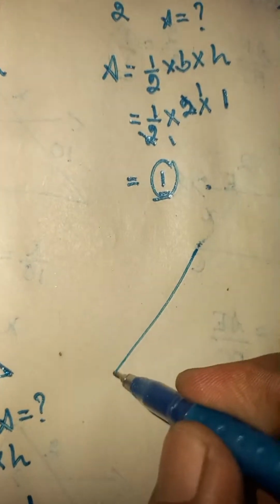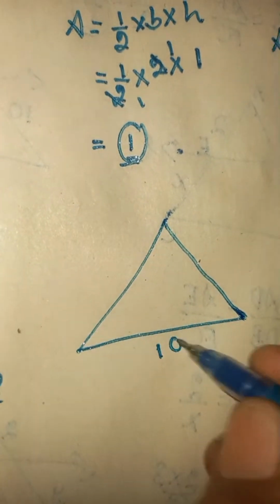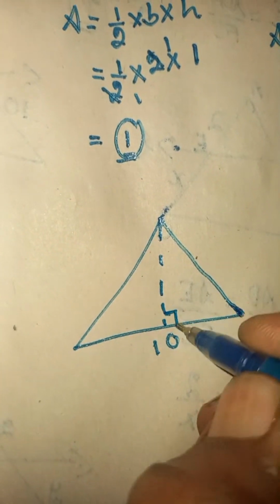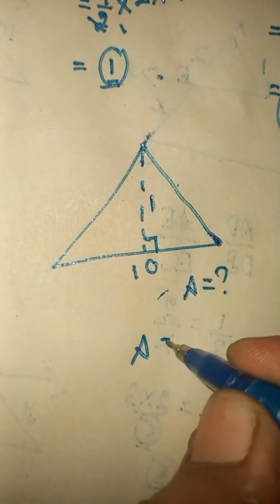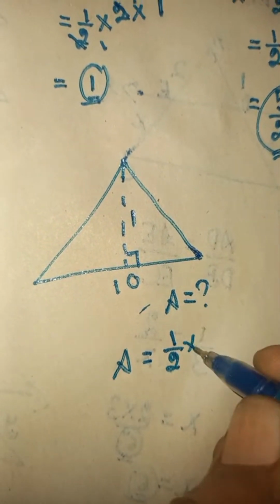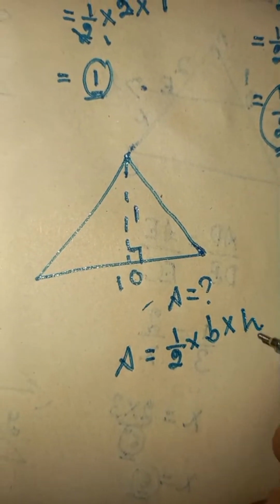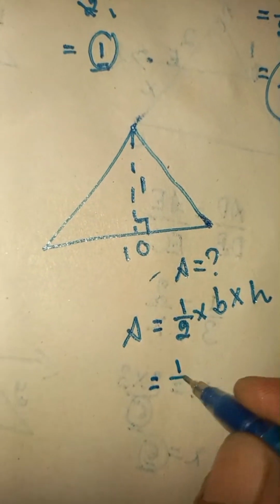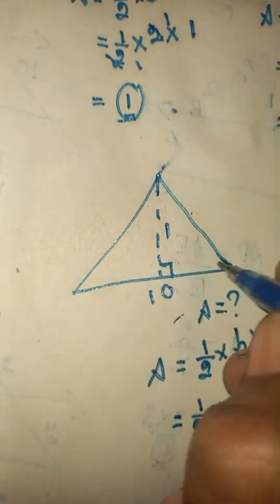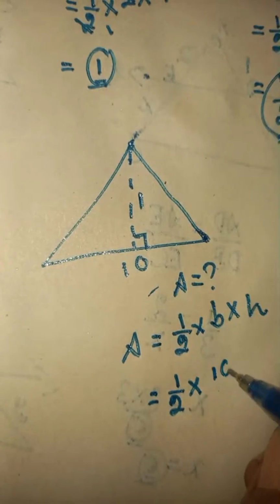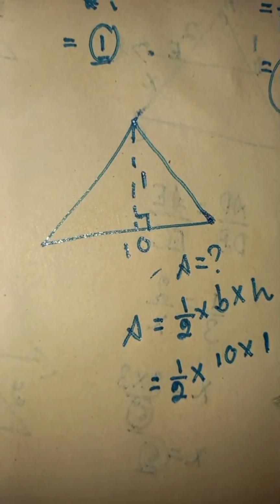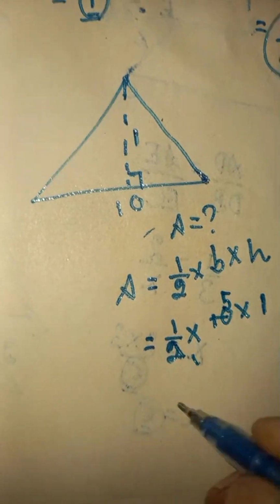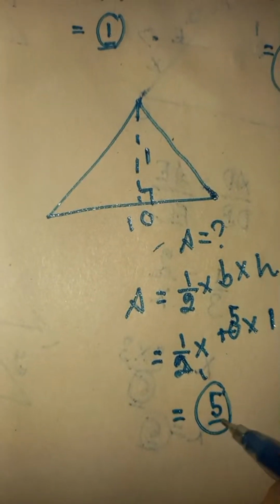Let's take the final triangle. Here the base length is 10 units and the perpendicular height is 1 unit. Here also you need to find out the area. Area is half times base times perpendicular height. So it becomes half times this base which is 10 units, times this perpendicular height which is 1 unit. 2 times 1 is 2, 2 times 5 is 10. 5 times 1 is 5 square units.